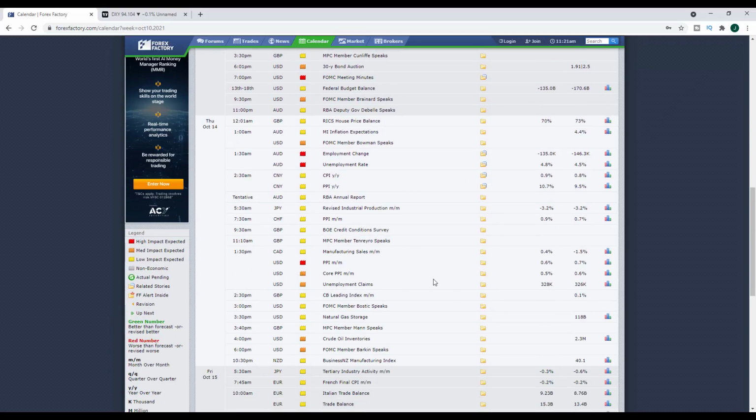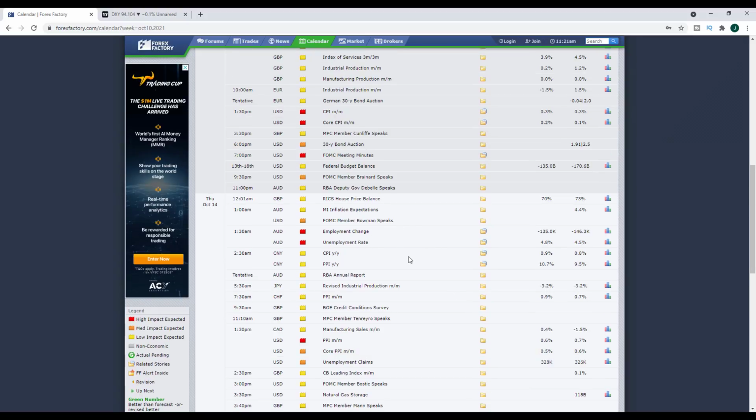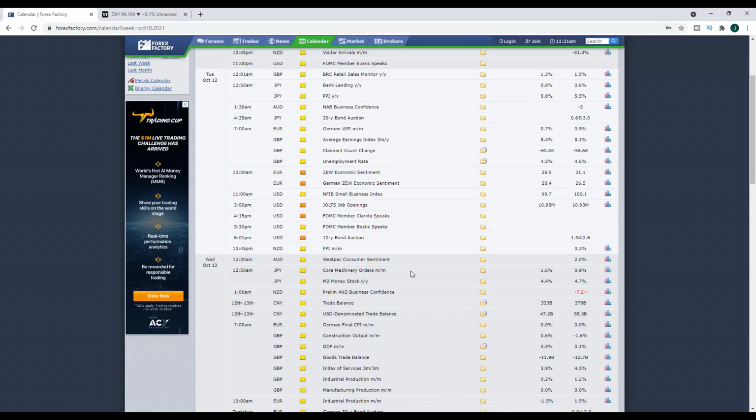So not too much data we need to pay attention to in the short term. There's lots of fundamental data when you're building out your macro analysis, but in terms of the short term, those are really the only two things to take note of going into next week.